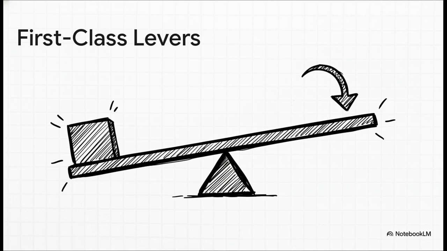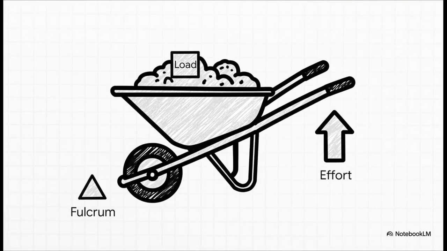It's a force multiplier. Now in a second-class lever, the load is in the middle. A perfect example is a wheelbarrow. The wheel is the fulcrum, the stuff you're carrying is the load in the middle, and you provide the effort by lifting the handles. These levers are basically designed to be force multipliers. They always make it easier to lift heavy things.